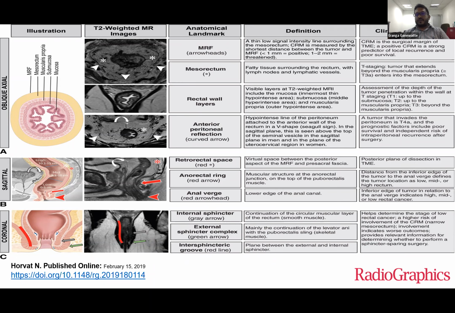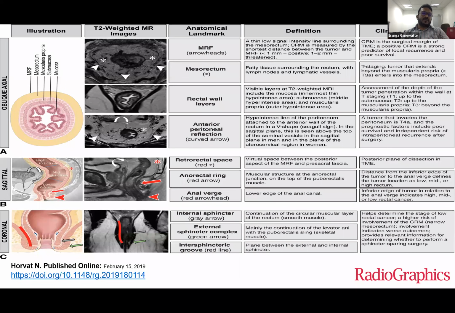to decide on the mode of treatment, whether you are going to take out the sphincters or you are going to save the sphincters for the patient, to reduce the patient's morbidity as well. So those are the major things that you would do in an MRI rectum in local staging.